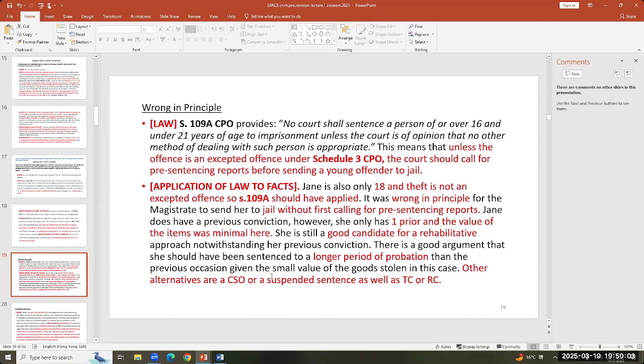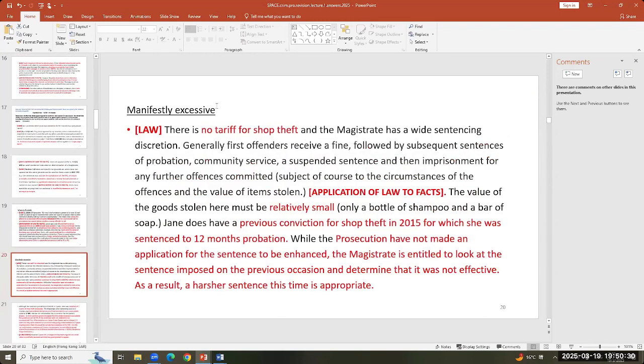But to go from 12 months probation to 3 years for shop theft of how much could we realistically be talking? I mean, even if it's a designer brand of shampoo, $200 max, we're talking about 3 years imprisonment for $200 seems to be wrong in principle. But we can also argue it's manifestly excessive.